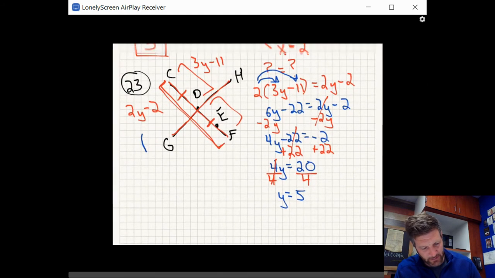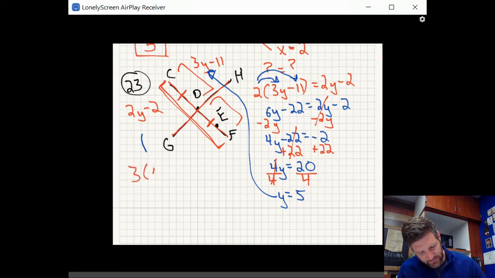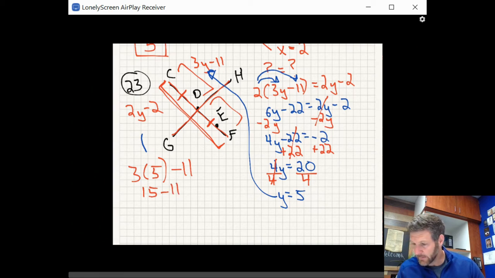So let's zoom out a little bit. CD is just the half, so that means I need to take my y and plug it in right here because that's CD. So we're going to get 3 times 5 minus 11. Okay, so that's 15 minus 11. That just leaves me with 4 equaling CD. Now if I check the back of the book, I can see that that is correct.